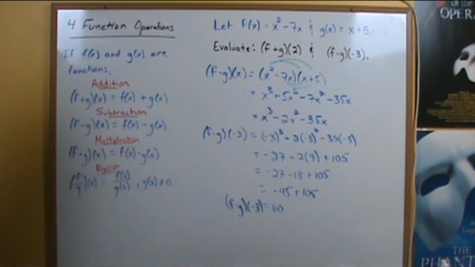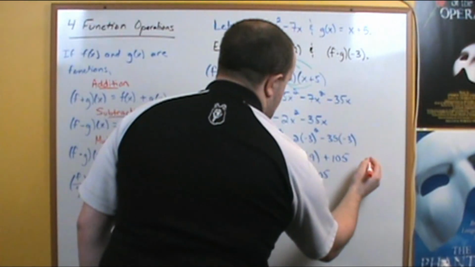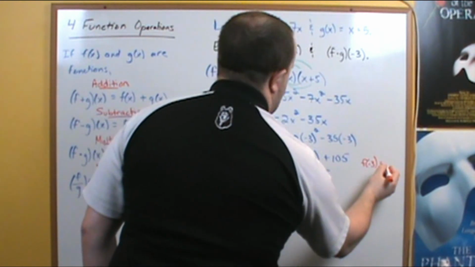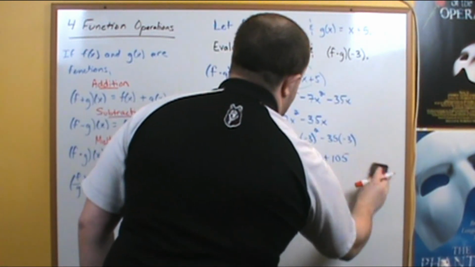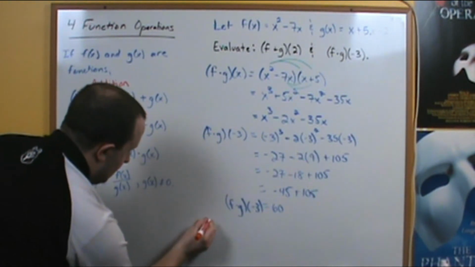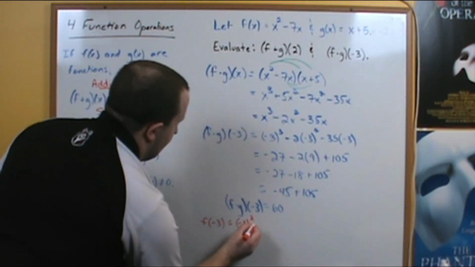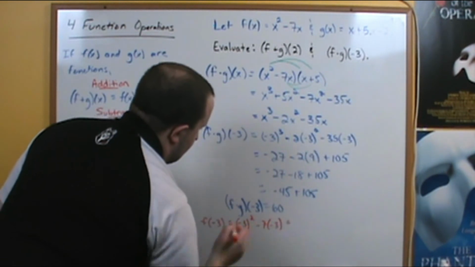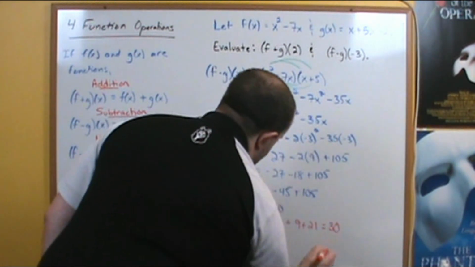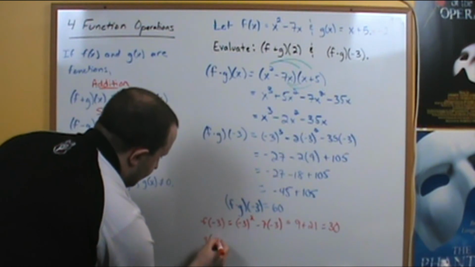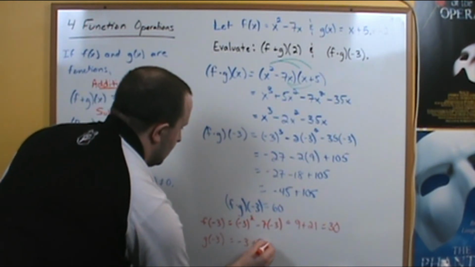Alternatively, if you evaluated the function f at negative 3, let me write this somewhere else so we can have some room here. If we evaluated f at negative 3, we would get negative 3 squared minus 7 times negative 3, which would be positive 9 plus 21, which is 30. And if we evaluated g at negative 3, we would get negative 3 plus 5, which is 2.